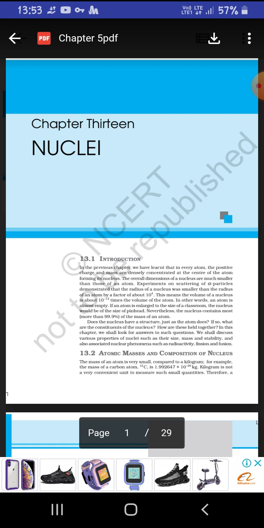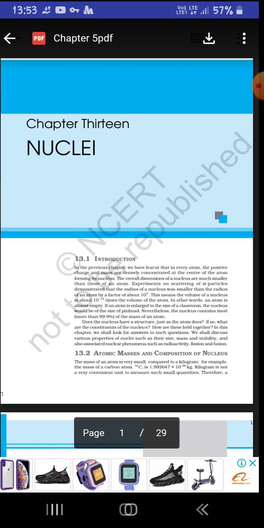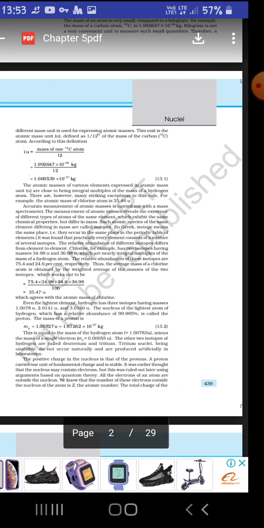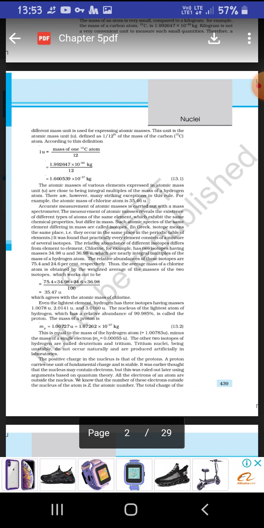So, atomic mass and composition of the nucleus. The mass of an atom is very small compared to a kilogram. Therefore 1 u is equal to the mass of the carbon-12 atom divided by 12. That is 1.992647 × 10^-26 kg divided by 12, so we get 1.660539 × 10^-27 kg.